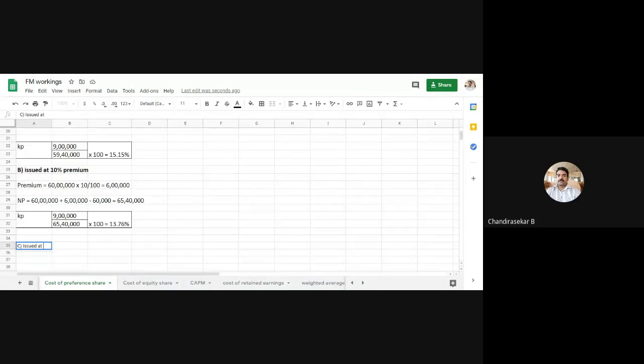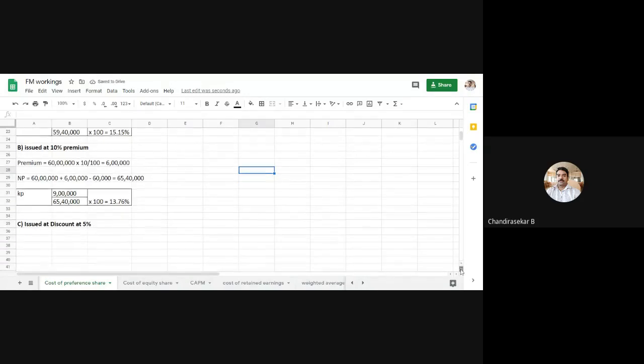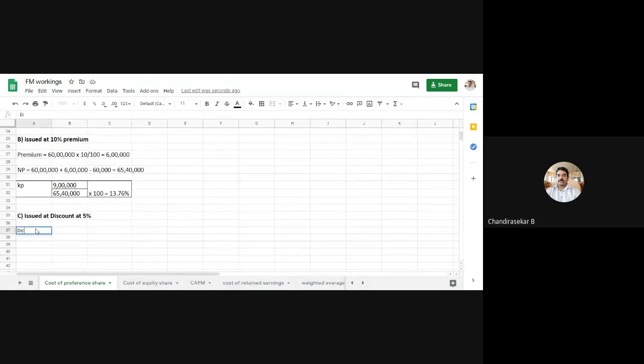So the next one is the third option, issued at a discount of 5%. Now we can calculate the 5% discount on 60 lakh rupees. So discount is equal to 3 lakhs. Okay, so now the same procedure we can apply.